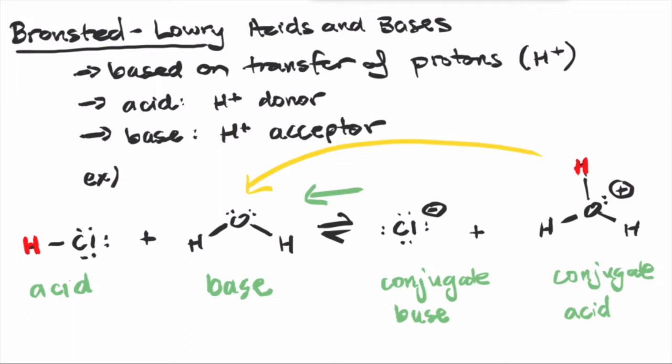Now in this example, we see that water acts as a base. However, water can also act as an acid, and we will see this as a very common occurrence, that water can be both an acid and a base depending on the situation. There's a term for this, it's called amphoteric. Let's see an example where water acts as the acid.